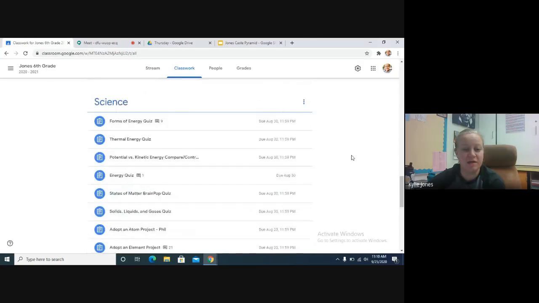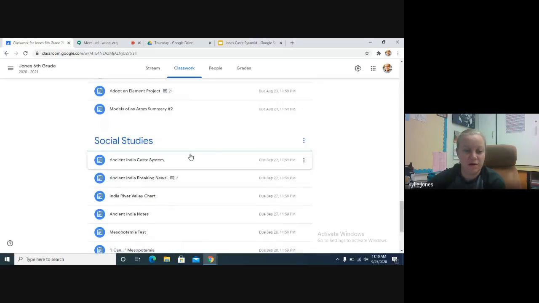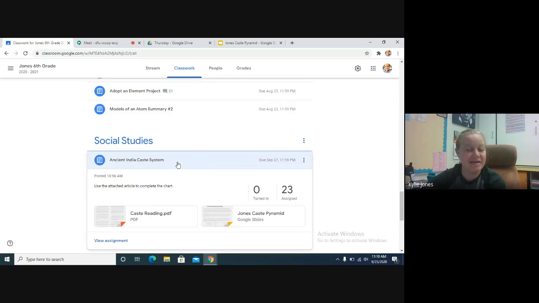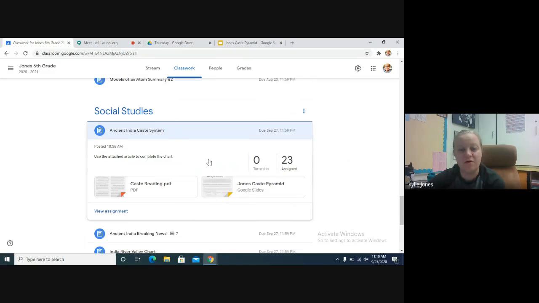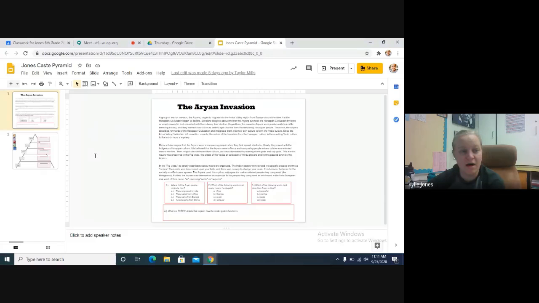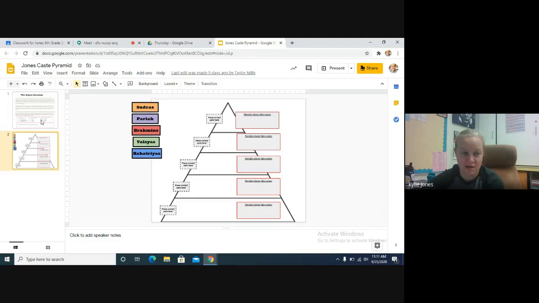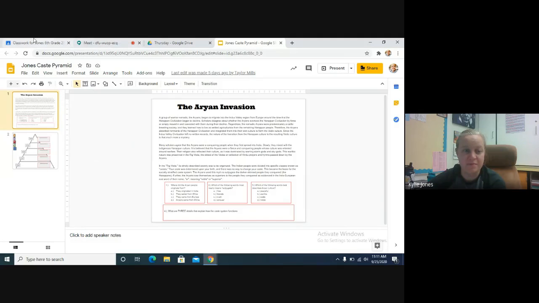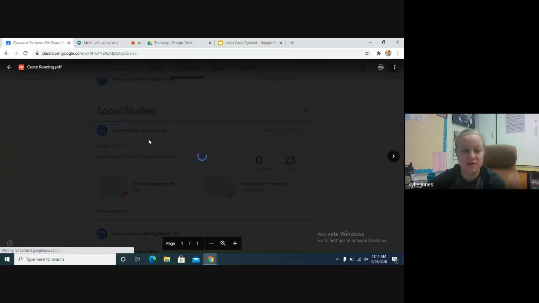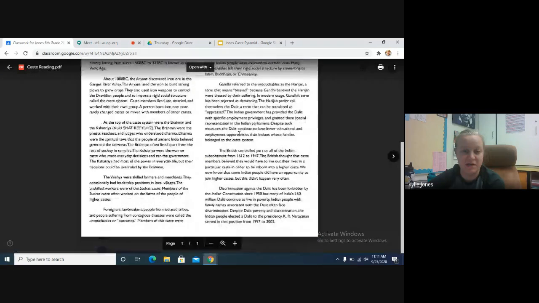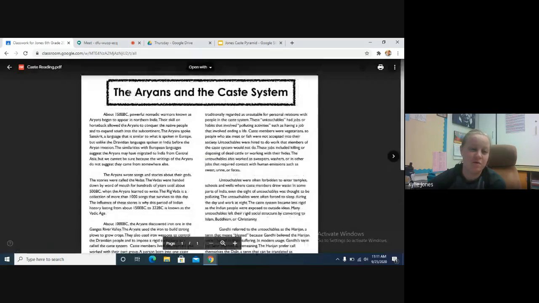In social studies, I posted something called Ancient India Caste System. So you're going to want to open up the Google slide that says Jones Caste Pyramid. It'll look like this. There's two slides, one that has some information and some stuff to fill out, as well as a pyramid on the second slide. So open up that one. And then the other one is the reading that we're going to use to help us with it. It's just 1 page long. You can have that PDF open if you would like to.